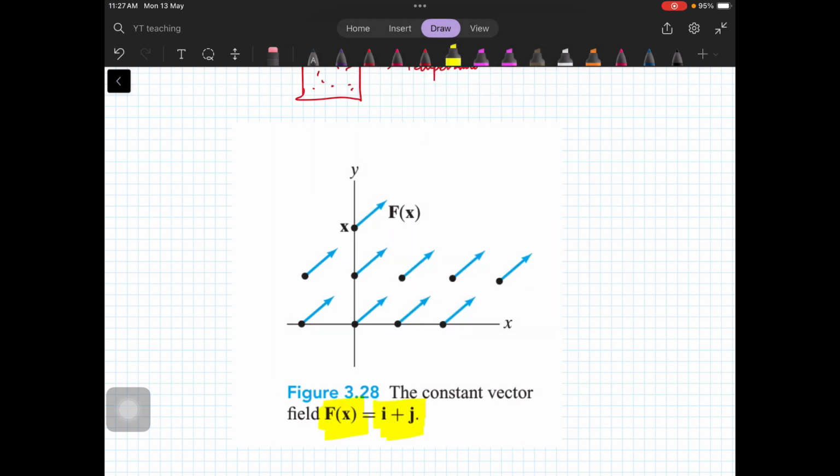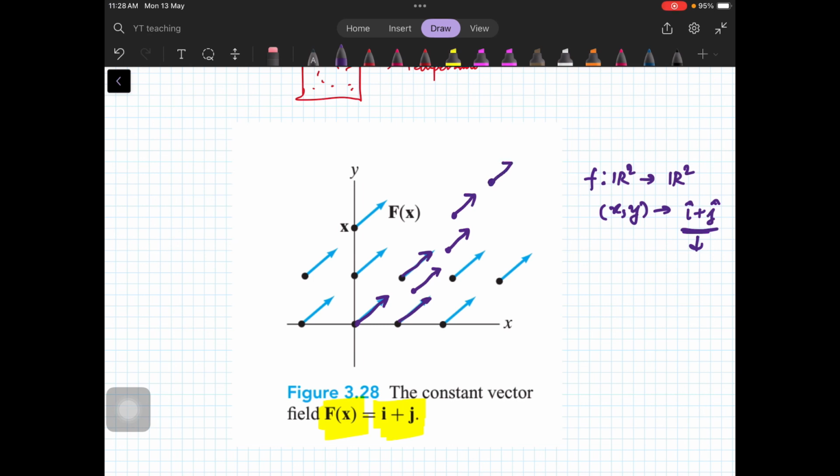So f of x is i cap plus j cap. So basically I am going from R2 to R2, that is again a vector in R2. So every point x comma y, whatever the point, I don't care, is going to the single constant vector i plus j. So can you see at every point this is i plus j, having slope 45 degrees, magnitude 1. So at every point I'll just draw the same vector, same direction, same magnitude. So that is a constant vector field. Does that make sense? So now you can imagine this is your vector field, right?